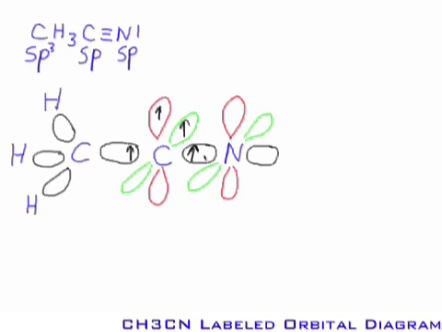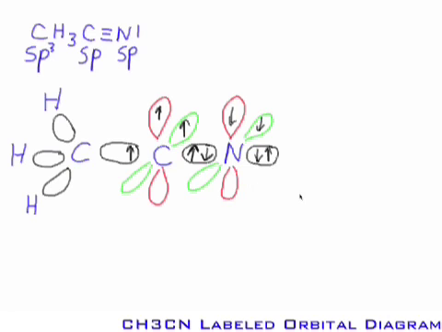Nitrogen has 5 valence electrons, but since this carbon is bound to nitrogen, I'm going to make them down. And then I'm going to make the other electrons down in the 2p's. There's 3. So this guy must be the lone pair. The sp on the other side must be holding the lone pair.